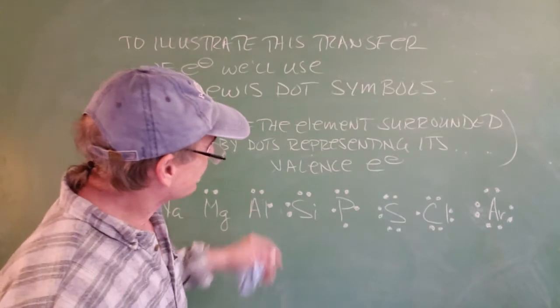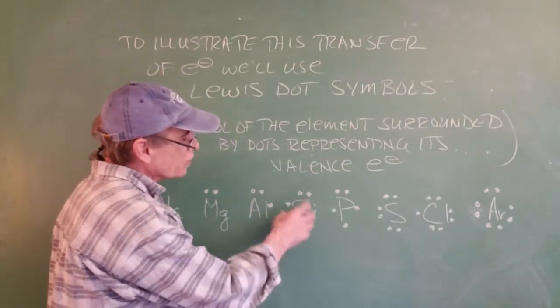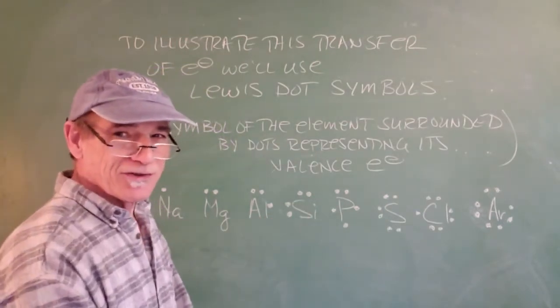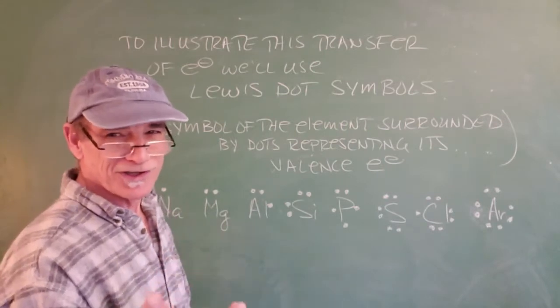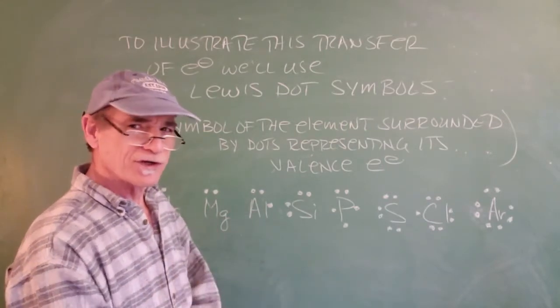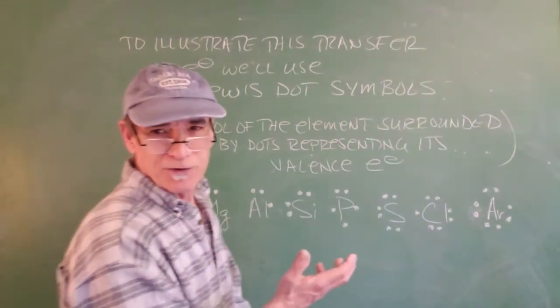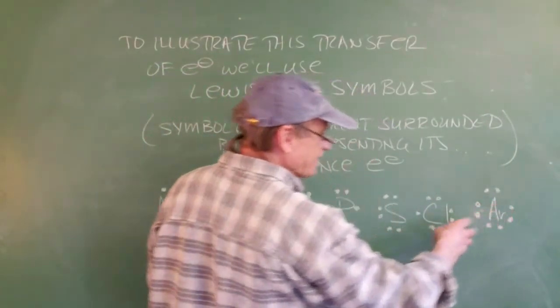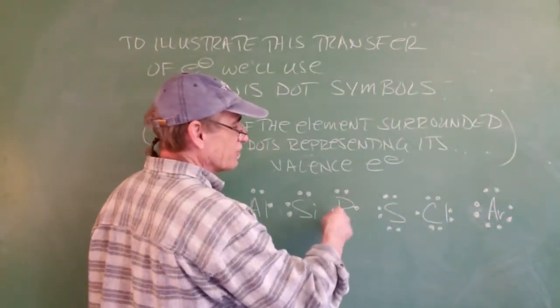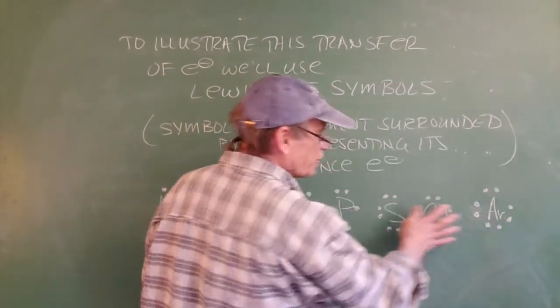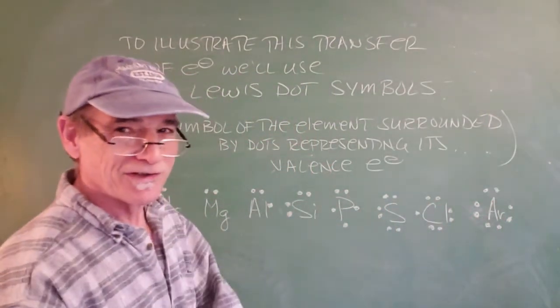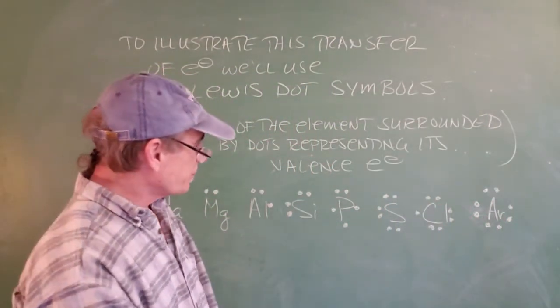Now, notice that I'm not too concerned how you arrange the dots around the symbol. The book has a method for doing it, but it really doesn't matter. It's the number of dots that's critical. Now, I know that ultimately everybody wants to have 8 electrons, so I have a tendency to put them in 4 sets of 2. So whatever you're comfortable with, but it's the number of dots that's critical and not how they're arranged around the symbol.